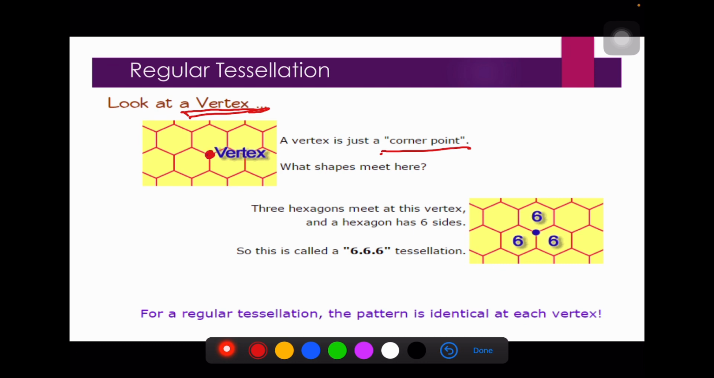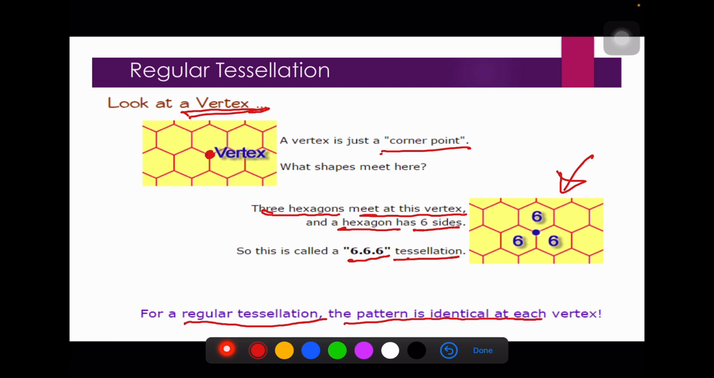And then let's see what are the shapes that are connected to that vertex. On this side, you see that there are 3 hexagons that meet at this vertex, and each hexagon has 6 sides. So we name it as 6.6.6 tessellation. For a regular tessellation, the pattern is identical at each vertex.